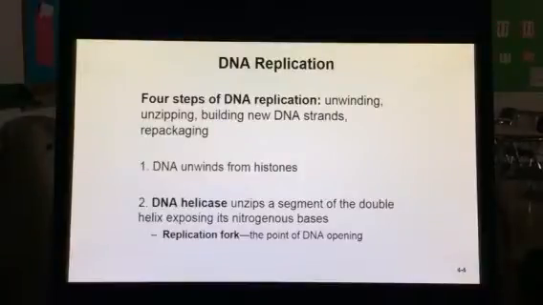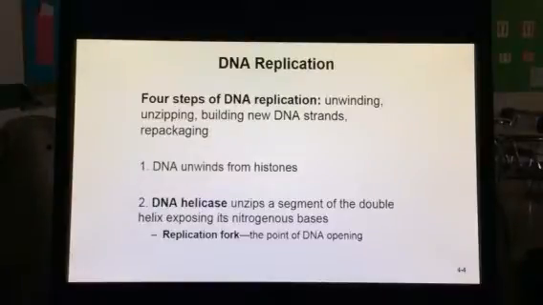So the first step is the DNA unwinds from histones. Histones are proteins that the DNA is wrapped around. So when we look at a chromosome, it's technically DNA and histones. And we really just say that it's DNA because that's the functional part of a chromosome, but technically it's wrapped around proteins called histones. So DNA unwinds from the histones as the first step. Again, I usually just glaze over that step and jump to step 2.